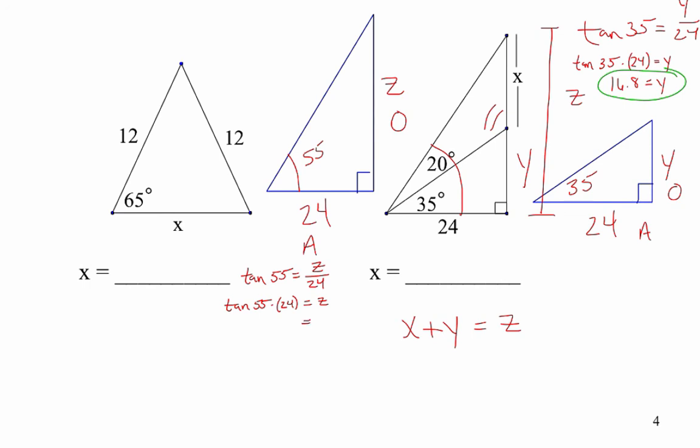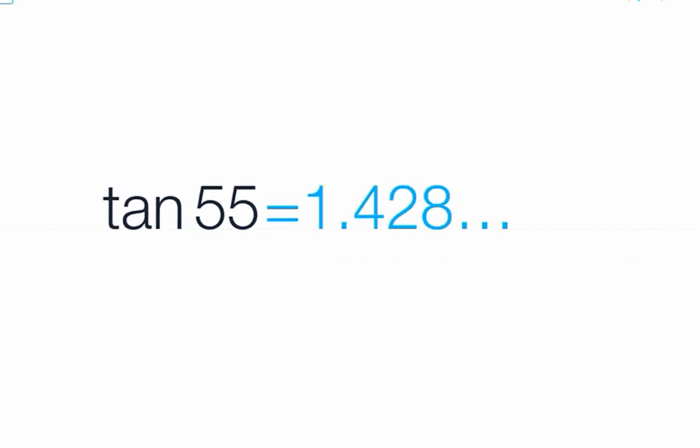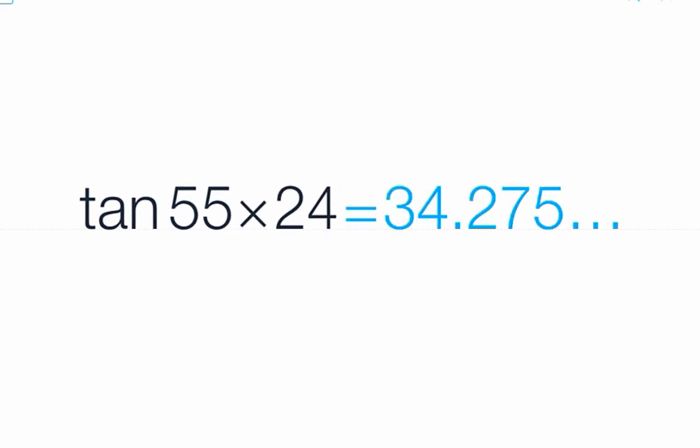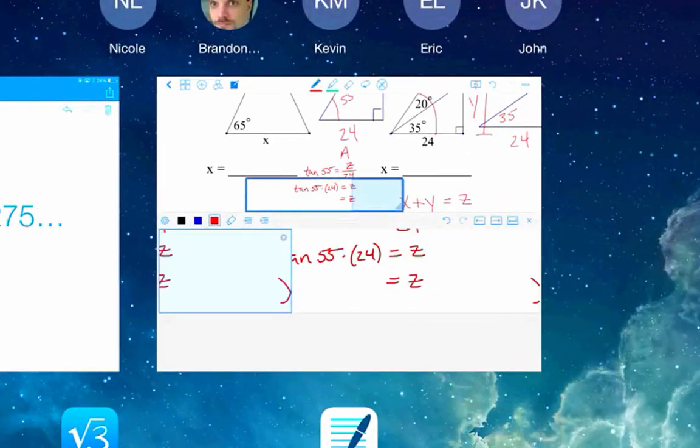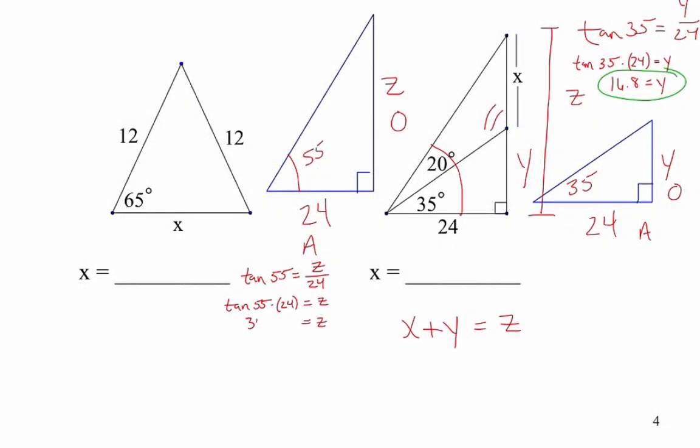Now I can go to my calculator and simply say, what is the tangent of 55, which is 1.428, multiplied by that length of 24. And I get 34.275. I'm going to call that 34.3. And again, that's a very important number, so I'm going to circle that, because now I have the two numbers that I can use in my original plan saying that x plus y is equal to z.